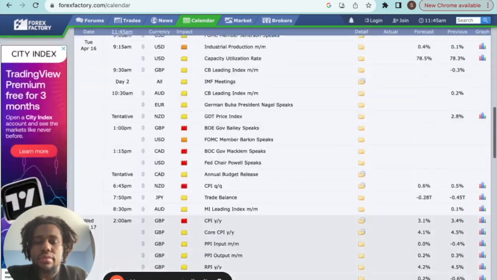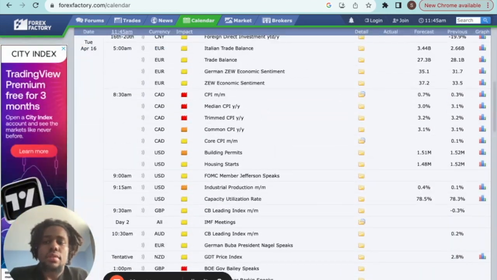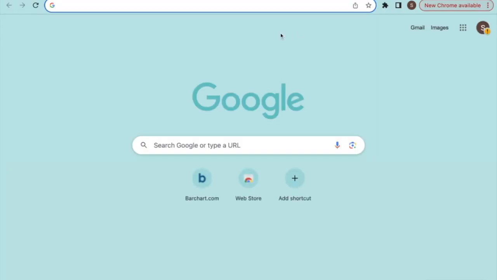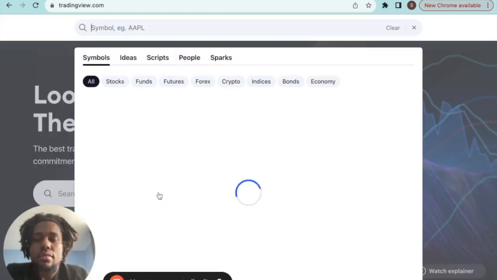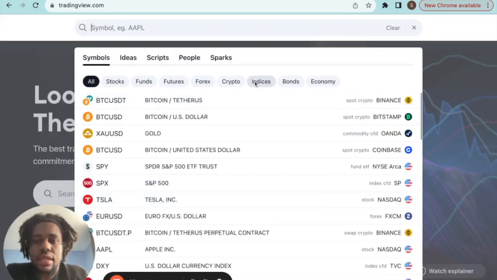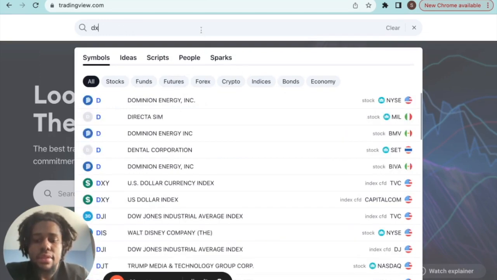So yeah, without further ado, that is my market breakdown. I do believe if we just head over onto TradingView, I'll just do a DXY breakdown for you guys.